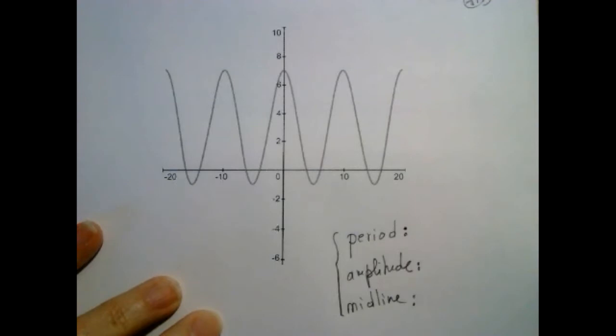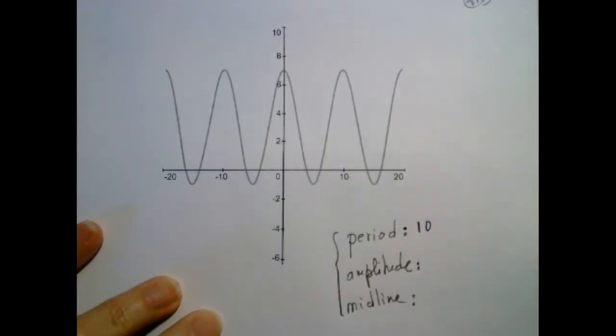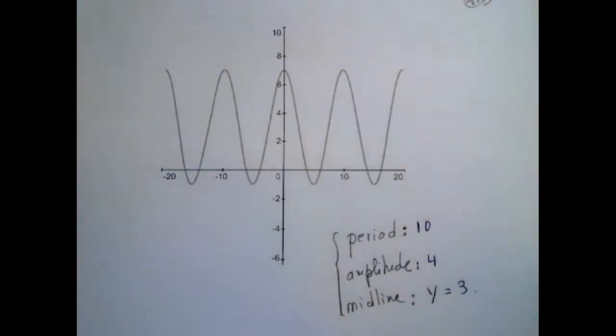Okay, somebody did. So the answers they are giving me: the period is 10, and the amplitude, they are giving me 4. The midline, remember, the midline is a line. So I will not accept midline equal to 3. You have to give me an equation, y equal to 3. Are they correct?